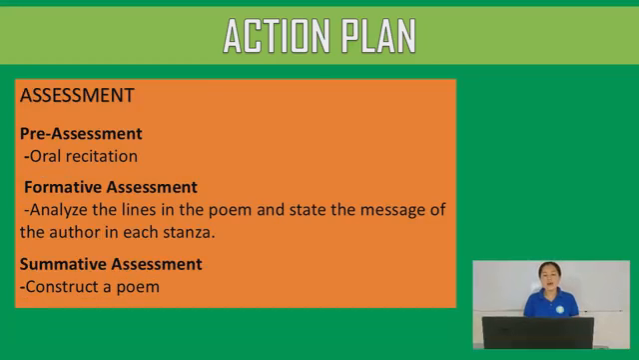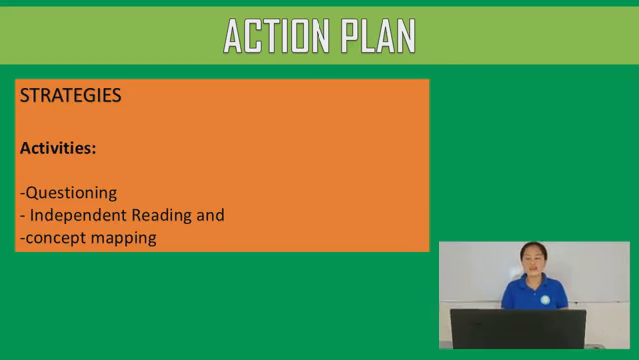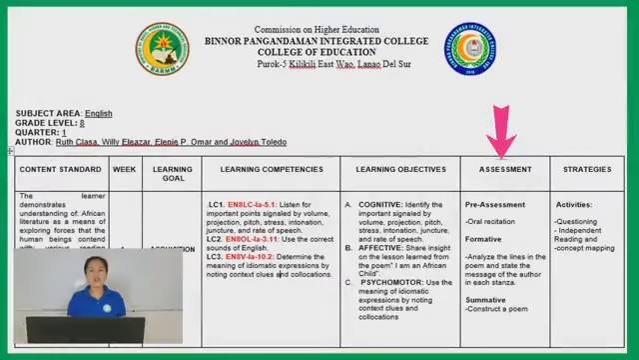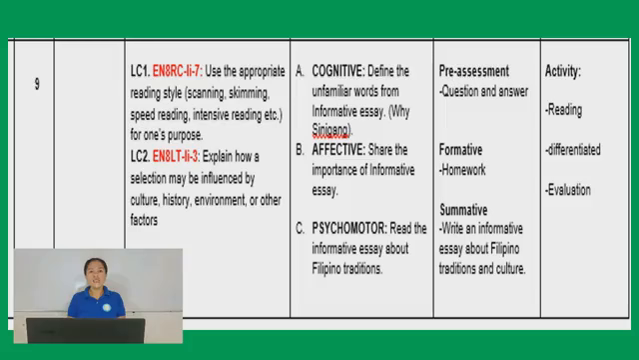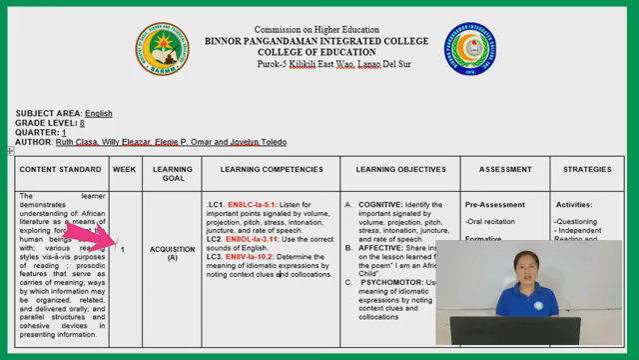In our assessment, we have the pre-assessment, which is the oral recitation, and the formative, analyze the lines in the poem and state the message of the author in each stanza. Then the summative, construct a poem. And the strategies or the activities: questioning, independent reading, and concept mapping. The assessment and strategies must be aligned to the learning objectives. And for week 2 to week 9, we did the same process as week 1.